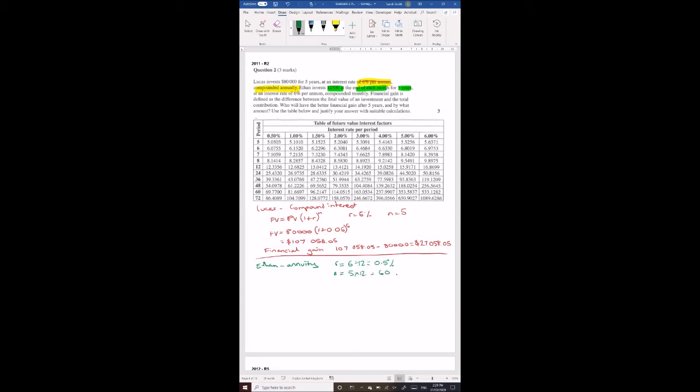So we look in our table, we find our 0.5%, and we find our 60 time periods. And we put that into our future value. 2,500 times 69.770, and we get 174,425. So again, we want his financial gain.